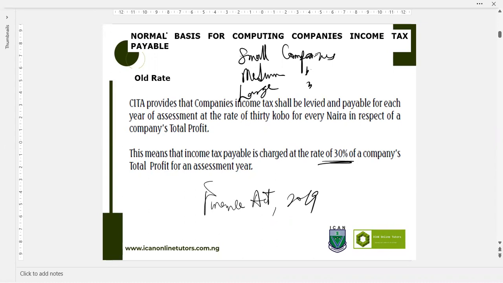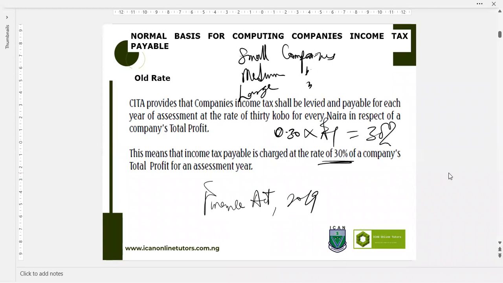So again, to remind us, CITA provides that companies' income tax shall be levied and payable for each year of assessment at the rate of 30 kobo for every naira in respect of the company's total profit. So for every 1 naira, 30 kobo of 1 naira is the equivalent of 30%. I hope this is clear.